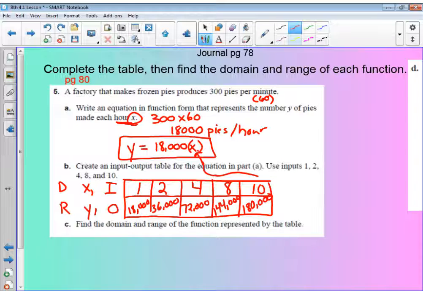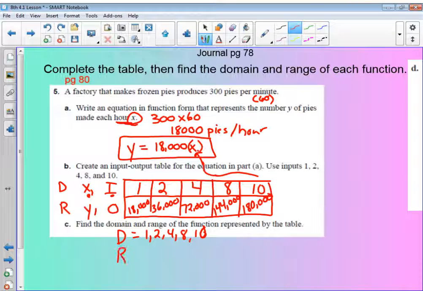Okay, it says find the domain and the range of the function represented in the table. So they're having you check your vocabulary. So our domain, I'm just going to put a D, also known as our inputs or our X's. Our domain was 1, 2, 4, 8, and 10.